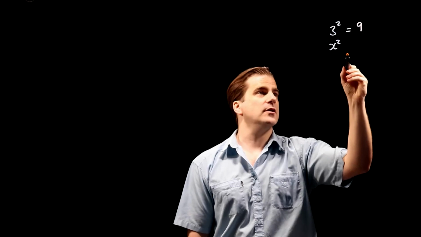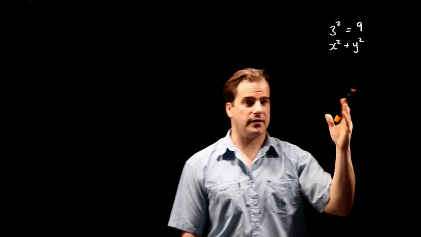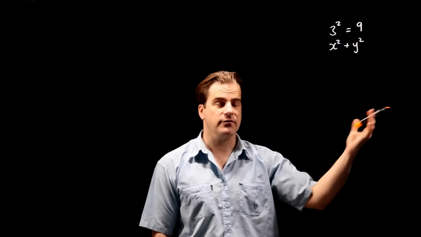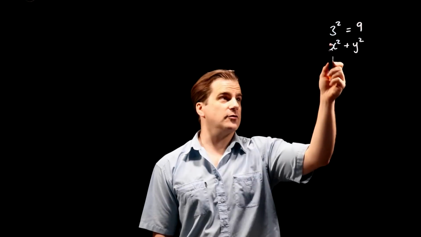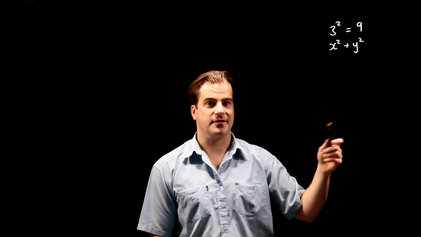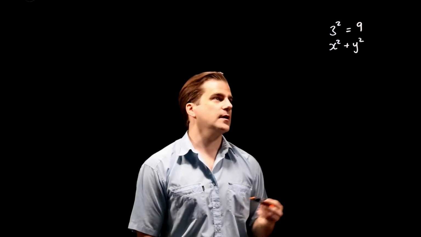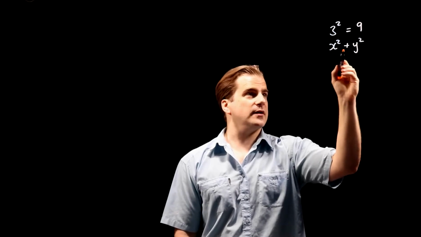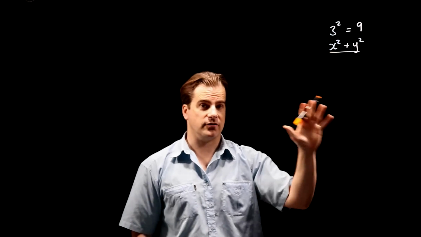For example, you could do x squared plus y squared. Okay, you could write something like that. X could be 2, y could be 3, for example. So that's 2 squared plus 3 squared. 2 squared is 4, 3 squared is 9, so that would be 13. If you have to do x squared plus y squared, that's as simple as it gets. You can't write it any differently or simpler than that.